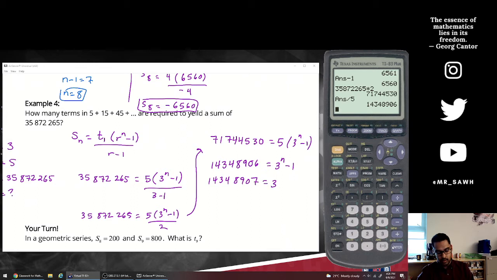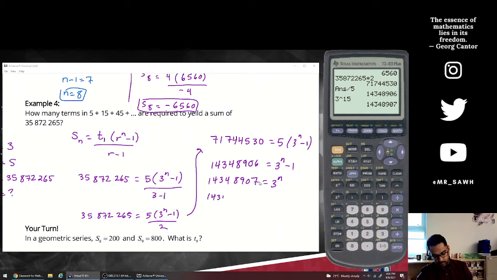143,48,907 equals 3 to the power n. Again, we're looking for that variable, which is an exponent. So you are going to do a little bit of guessing and checking, save you a bit of time. 3 to the power 15 will be that number that we need. So there it is. They match.